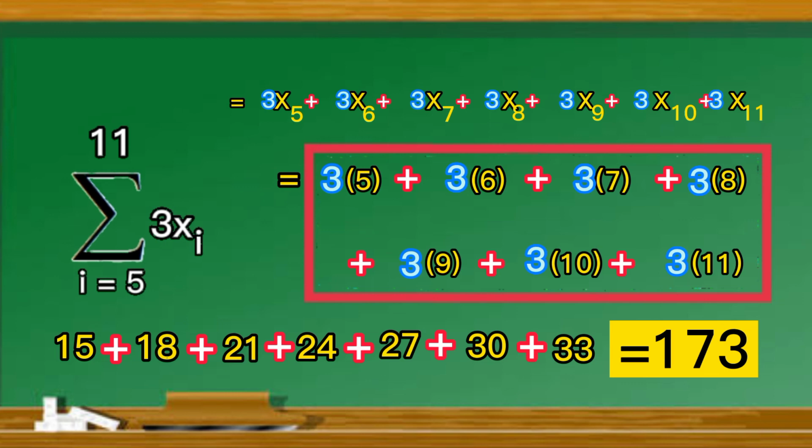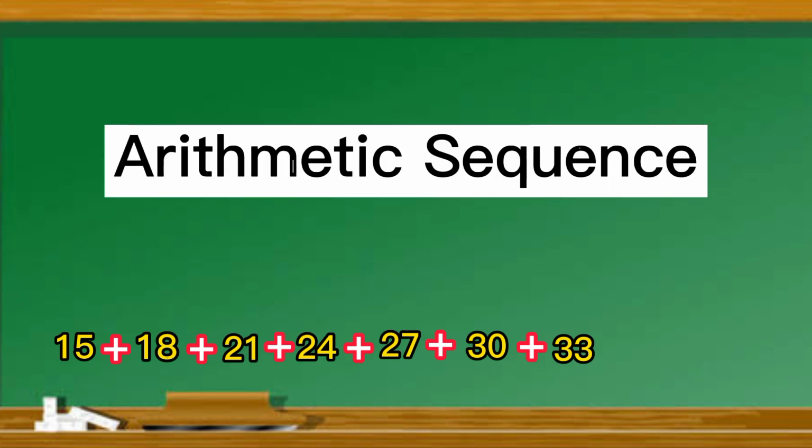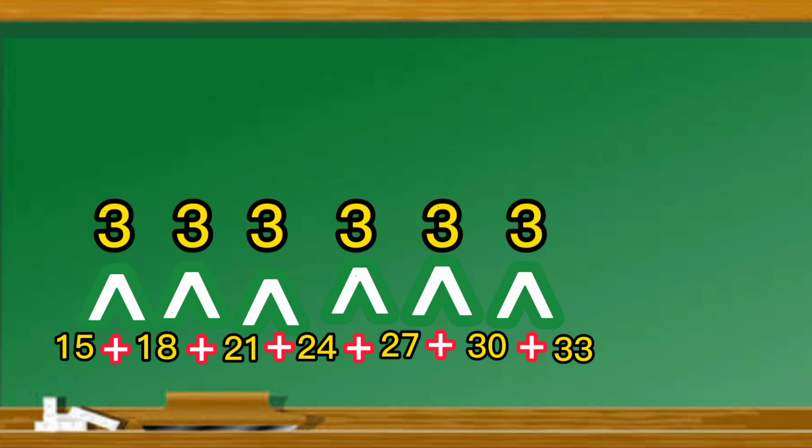So, let us go back muna sa ating solution. So, here class, kanina, pag-solve natin, we have 15, 18, 21, 24, 27, 30, and 33. Kung mapapansin nyo class, meron siyang pattern. So, isa siyang arithmetic sequence. At ang common ratio niya is 3. So, yun nga, kapag sinabing sigma notation, we are adding up numbers na may pattern.